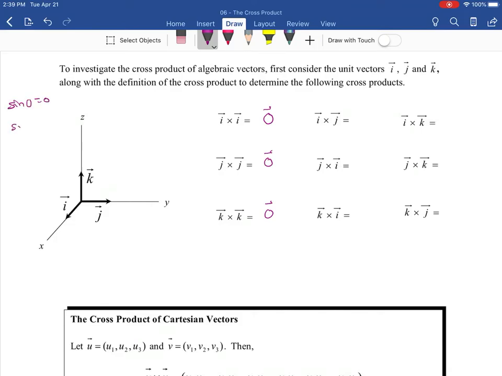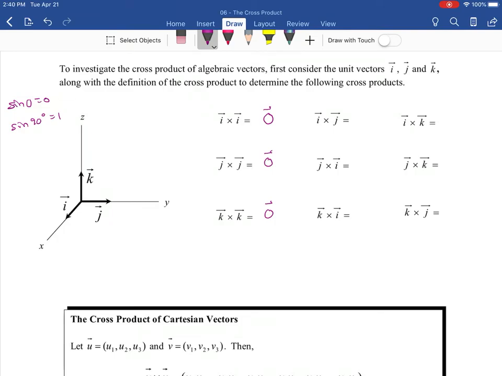Now, all the other vectors in the picture, i, j, and k, they all act at 90s, and I want you to write over here a little note: sine of 0 is 0, and sine of 90 is 1. So all of these, i cross j, j cross i, k cross i, they're all going to be size 1.